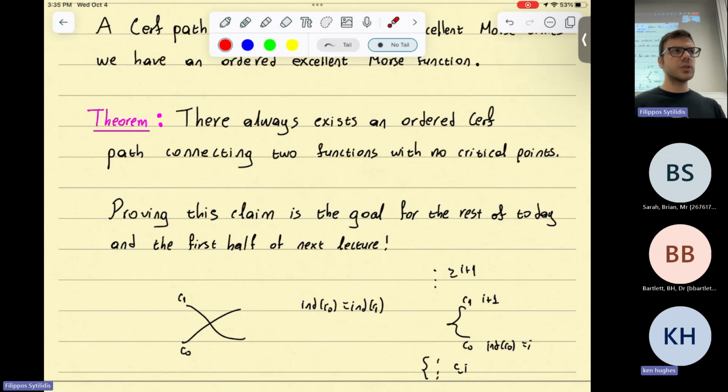Well, we do, but we don't have to though, because any function without critical points is ordered. Yeah. So this doesn't affect us. Everything in the orange box is ordered because it has no critical point. Okay.